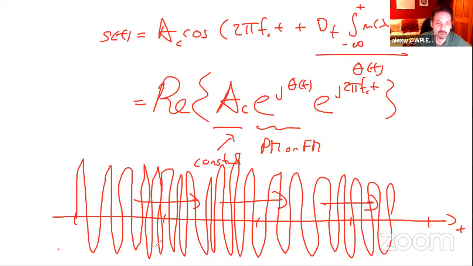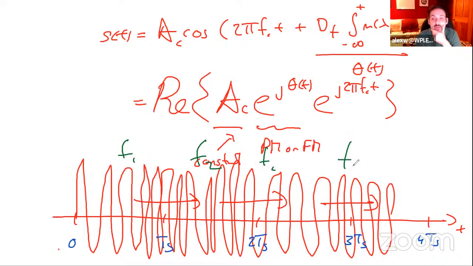And that was awesome, right? 0, Ts, 2Ts, 3Ts, 4Ts. And what would happen is we would go from one frequency, let's say f1, to f2, to f1, to f2, and so on and so forth. So this was actually quite nice, right?